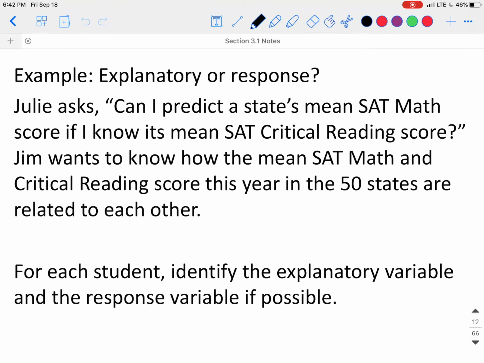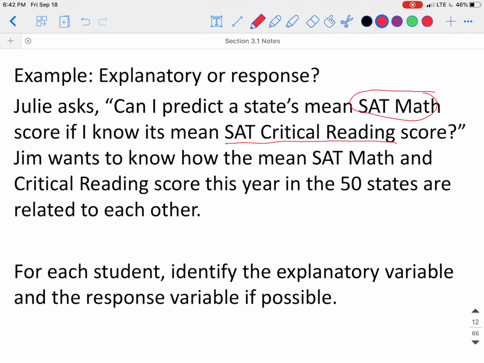So if we look at Julie, she wants to know if she can predict the mean SAT math score based on knowing the SAT critical reading score. So she knows the critical reading score, and then she wants to predict the math score. In this case, the explanatory variable for Julie is the SAT critical reading score, while the response variable is the SAT math score.